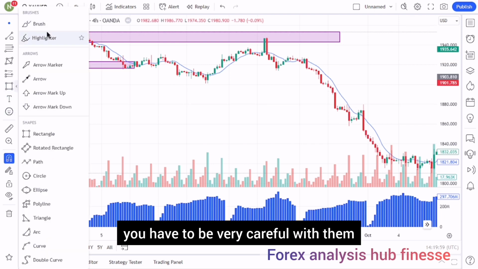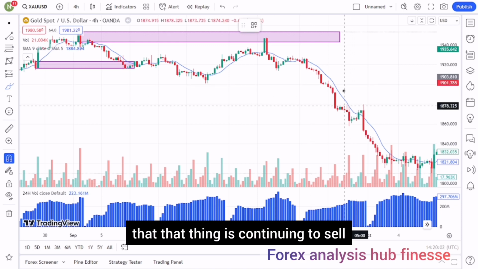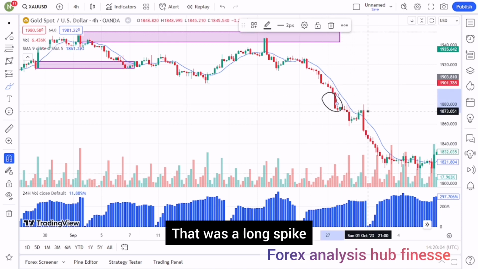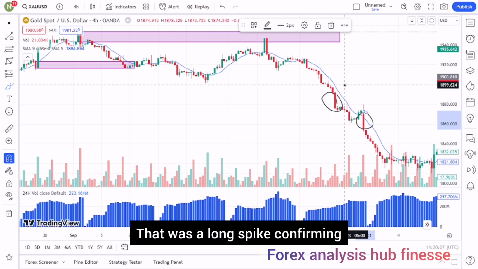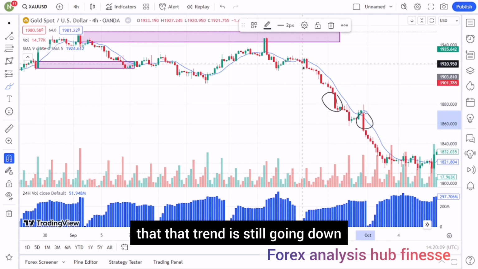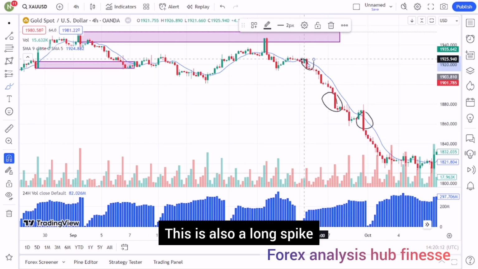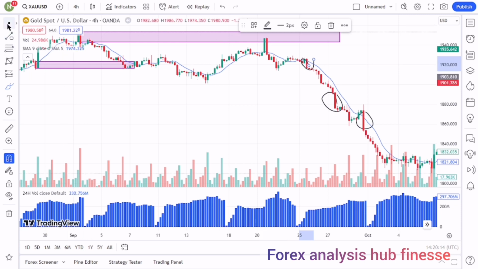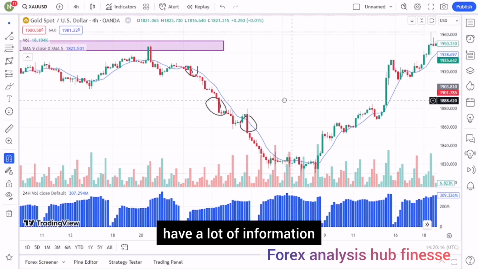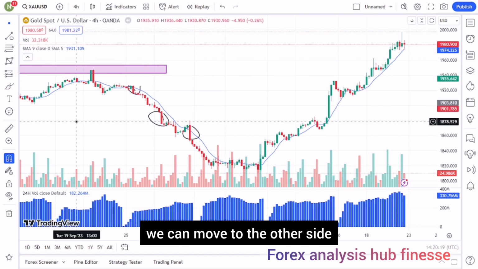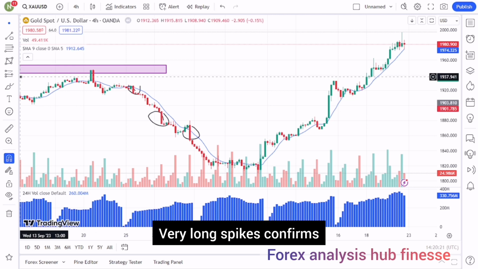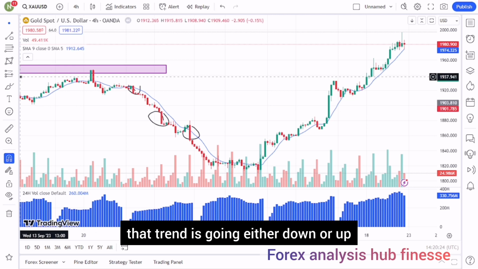If you see these long spikes, you have to be very careful with them. Any long spike indicates that the market is continuing to sell. That was a long spike, confirming that the trend is still going down and down. This is also a long spike. You see, guys, a long spike has a lot of information. We can move to the other side. Very long spikes confirm that the trend is going either down or up.